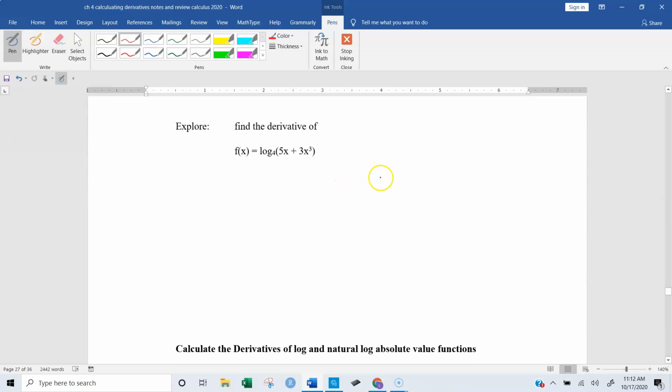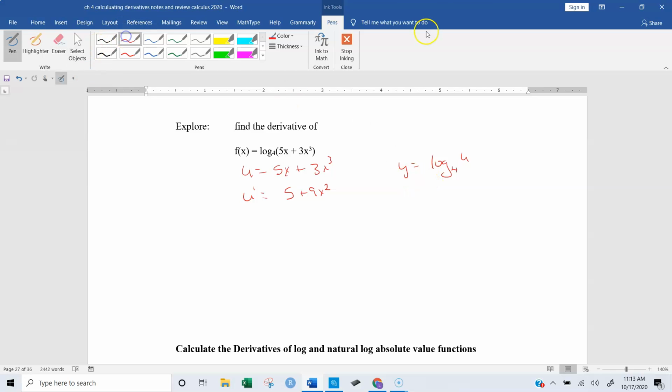Okay, so let's pause and find the derivative of log base 4 of 5x plus 3x cubed. I'll do it the long way, just so that you're okay. So we know u is equal to 5x plus 3x cubed, and we're going to let y equal log base 4 of u. All right, so we know the derivative of u is equal to 5 plus 9x squared, and we're going to find the derivative of y. I'm just going to write y prime, even though that's not quite right.